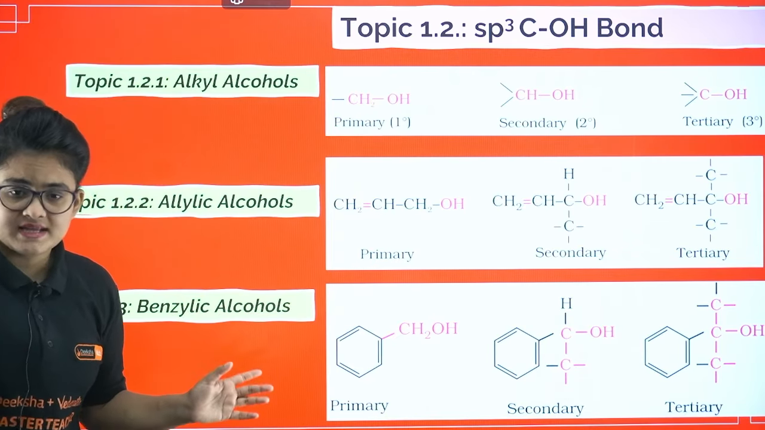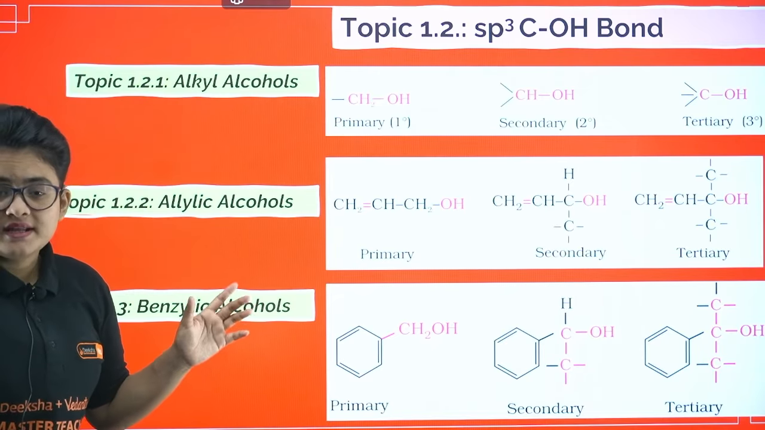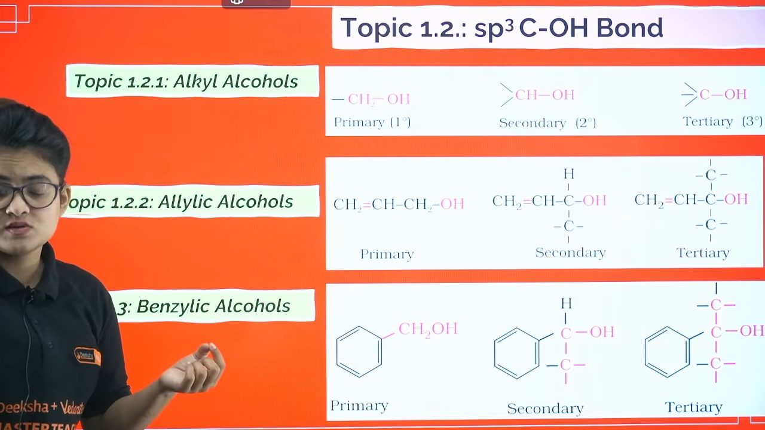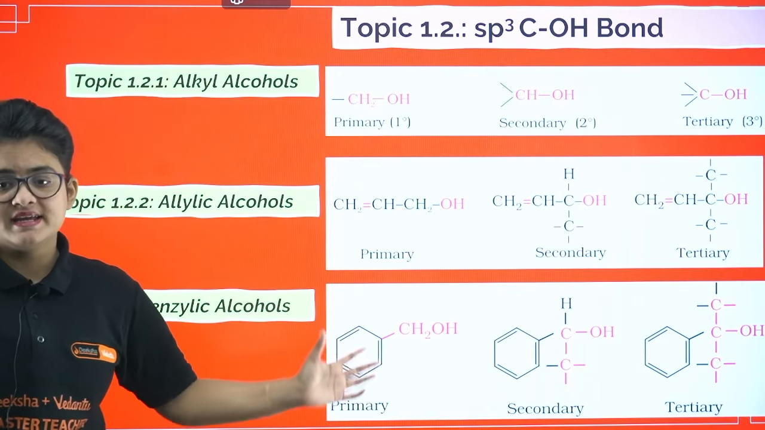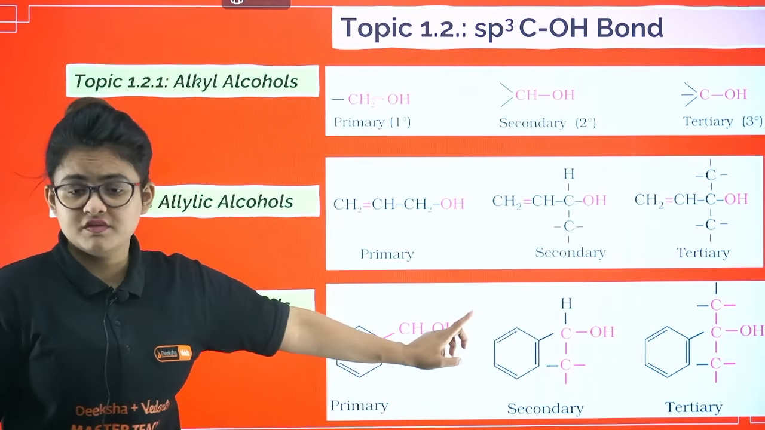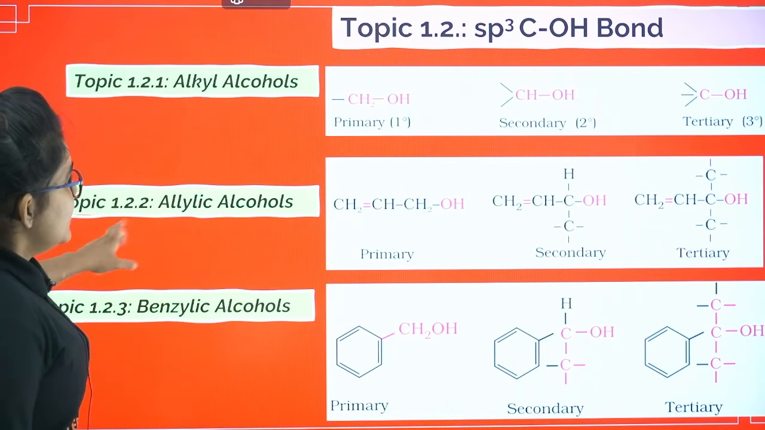Next is benzylic. Benzylic means the carbon that is holding the OH is also holding the benzene ring. That also can be classified as primary, secondary and tertiary, the way it's given here. I guess it's clear. Let's proceed further.